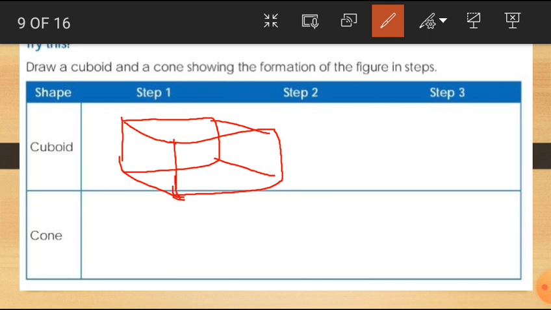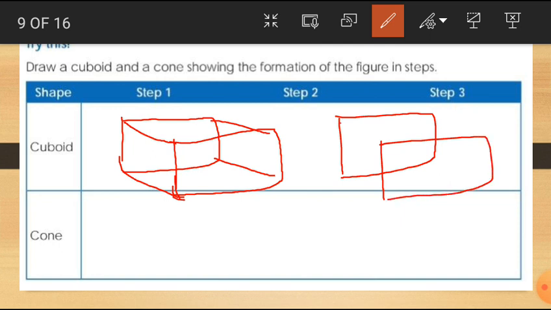Got it children? Once again, first draw a rectangle, then draw another rectangle here and join the vertices. You will get a cuboid.